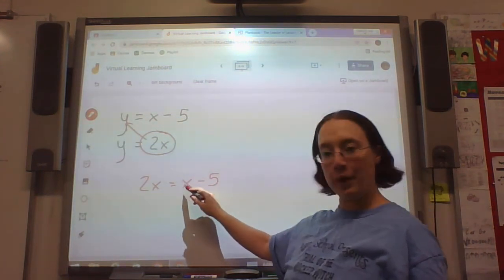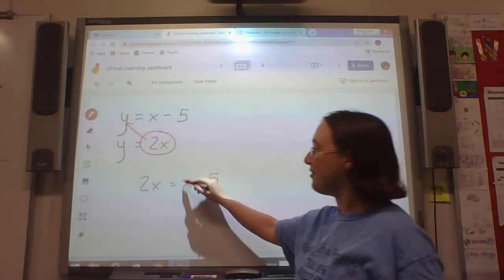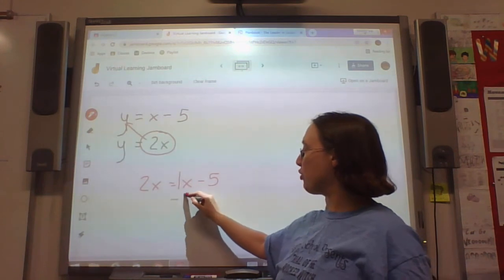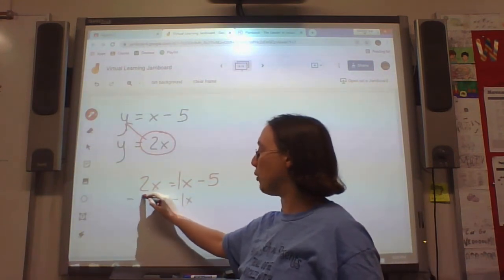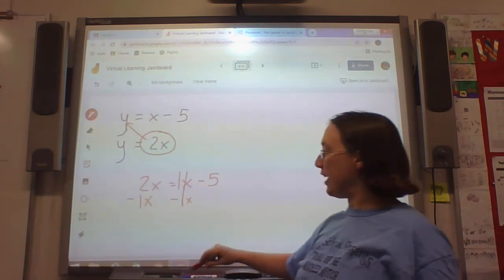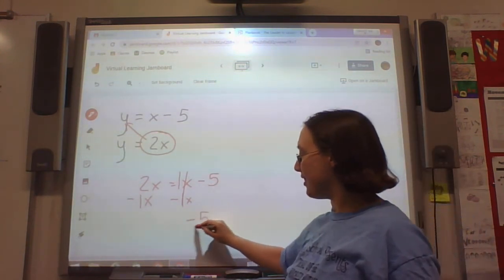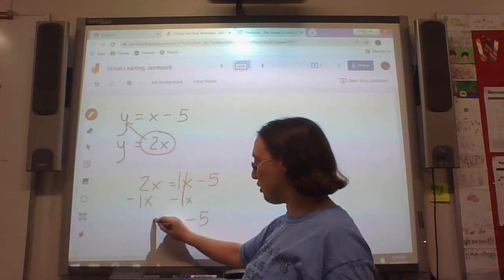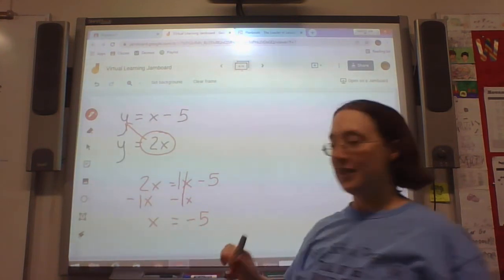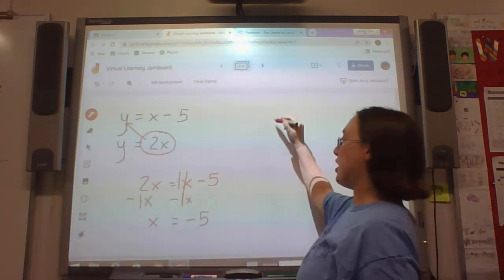If there's not a number in front of there, it's automatically a 1. We're going to subtract the 1x. We're going to subtract the 1x. These are gone, and watch out for when you're doing that. Don't lose that negative that's hanging out in front of that 5. And 2x minus 1x is 1x, also known as just x. Okay, now we have the x for our point.